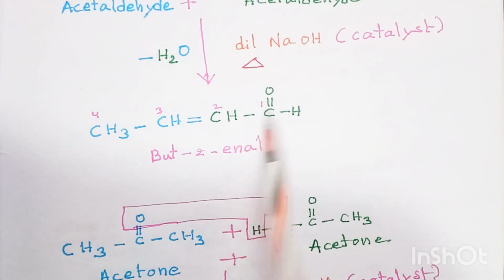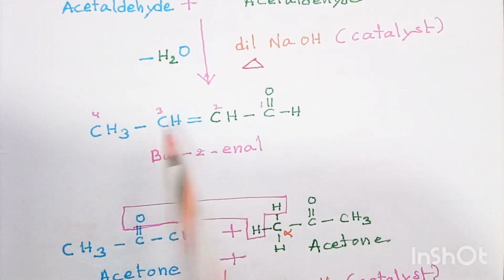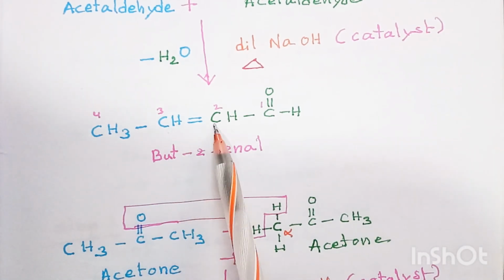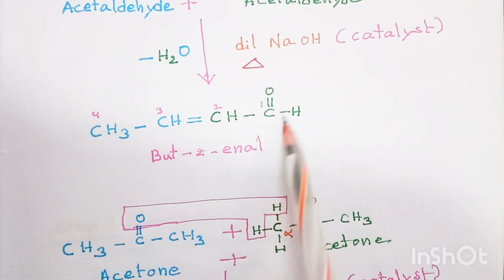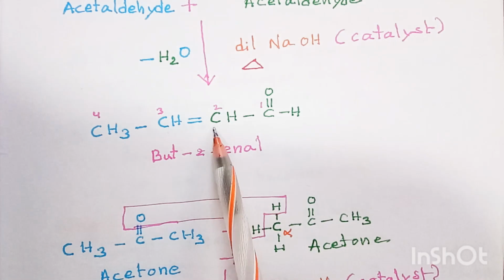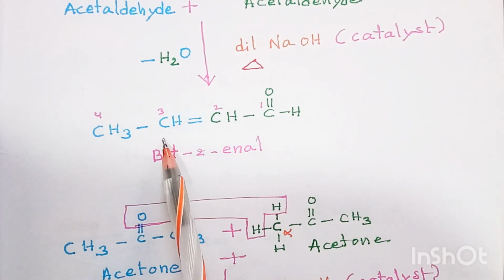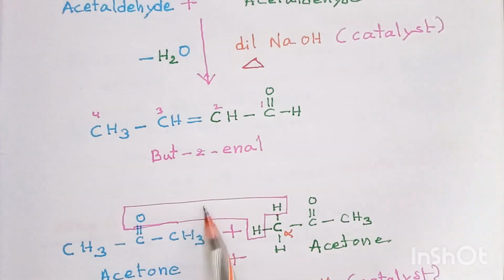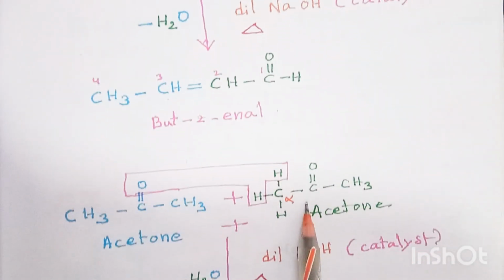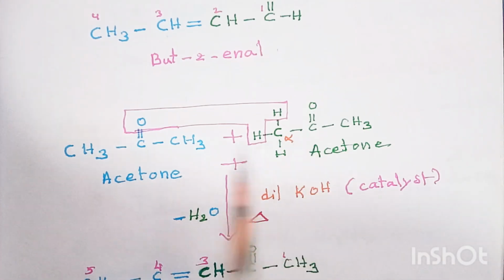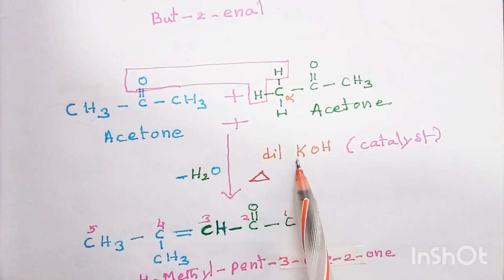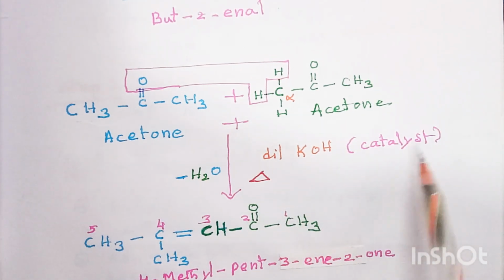This is also called alpha beta unsaturated carbonyl compound. Carbonyl compound because C double bond O is present. There is a double bond between alpha carbon and beta carbon, so it is called alpha beta unsaturated carbonyl compound. Let us see how acetone undergoes aldol condensation reaction in presence of dilute potassium hydroxide acting as catalyst and heat.